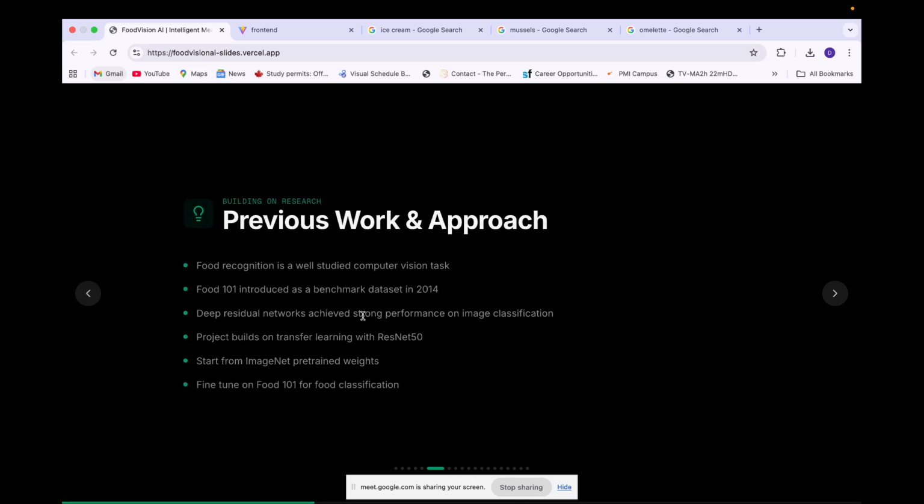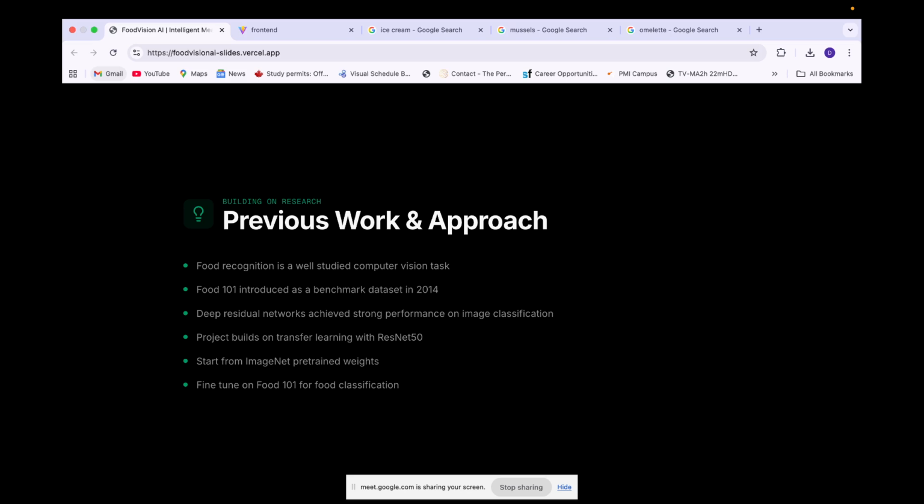Okay, so now previous work and approach. Identifying food with computer vision is not a new thing. A lot of work has already been done in this sector by different players as well as individuals. The Food 101 dataset was first introduced in 2014, and it used traditional computer vision features and classical machine learning models to achieve often around 50% accuracy.